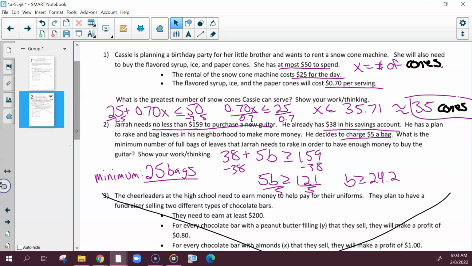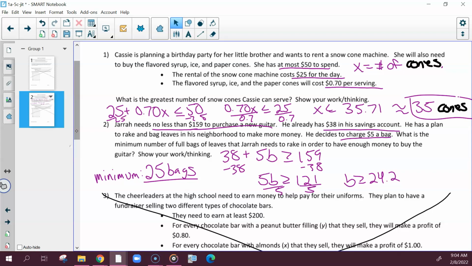For number 2, same thing, except now this is no less than. So it might cost $159. It might cost a little bit extra with like tax and things like that. So this would be similar to at least, which is greater than or equal to. So greater than or equal to 159. The 38 into savings account is what is there already, so we wouldn't put a variable with that.